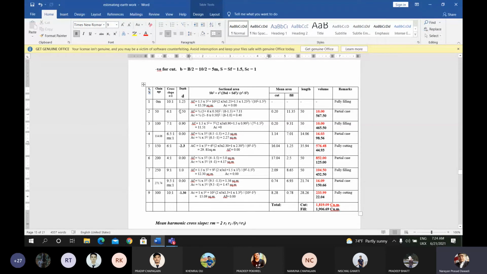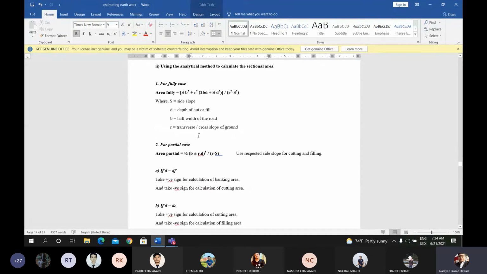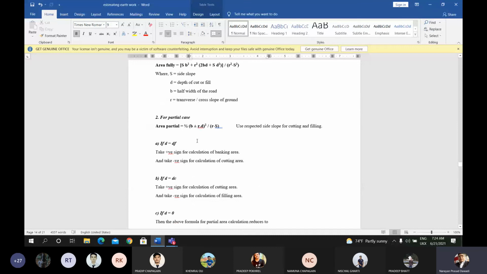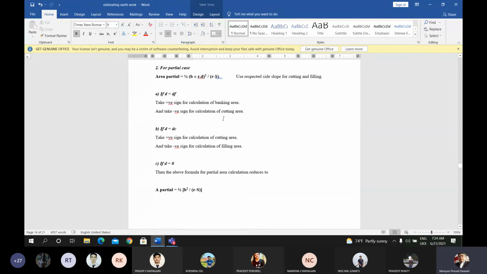Because this is the partial case, we have to use the formula of half b plus minus RD whole square divided by R minus F. This formula must be used, and the depth is given as the filling depth. So for the filling area, take the positive value, and for the cutting area, take the negative value.